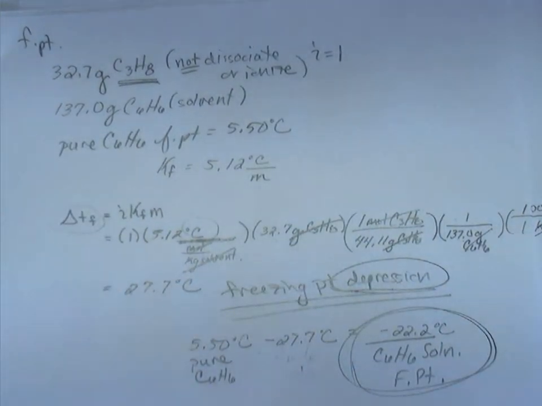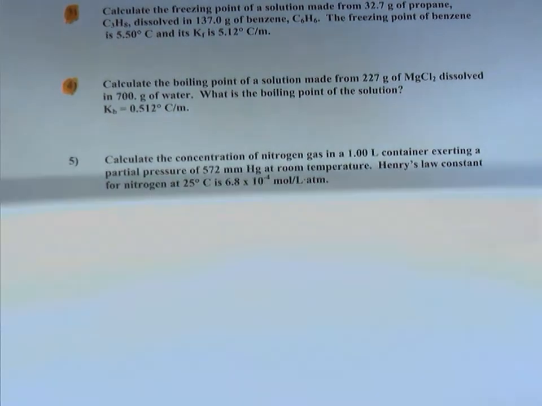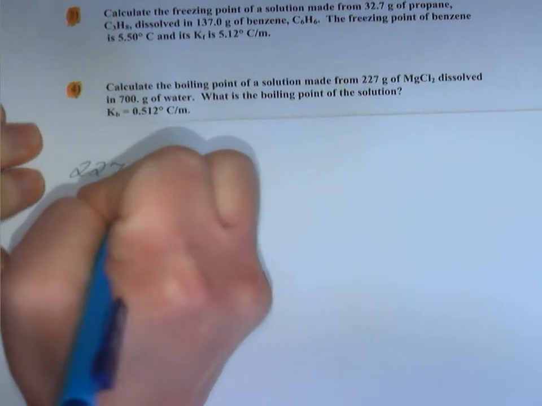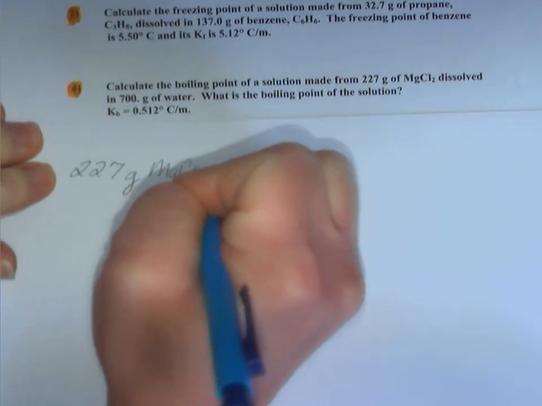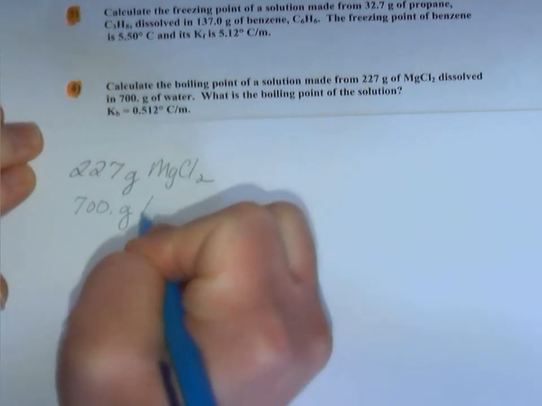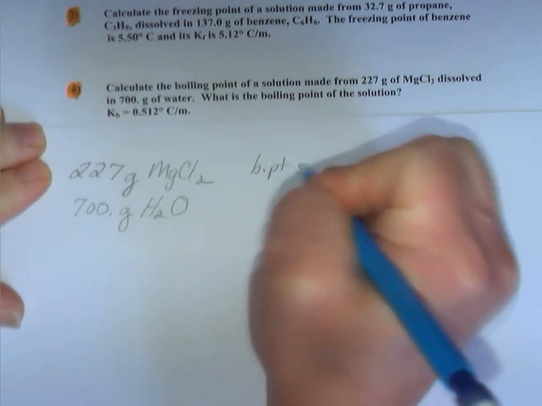All right, let's proceed on to number 4. Calculate the boiling point of a solution made from 227 grams of magnesium chloride dissolved in 700 grams of water. What is the boiling point of the solution?